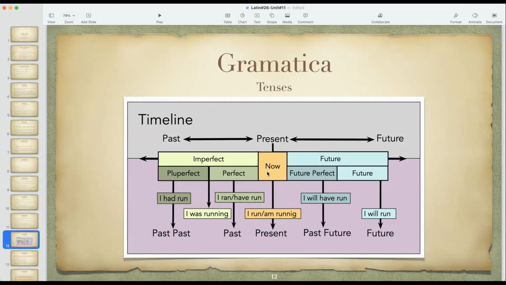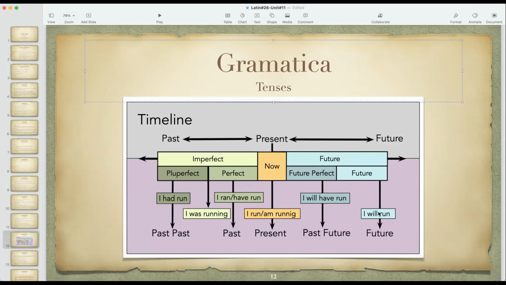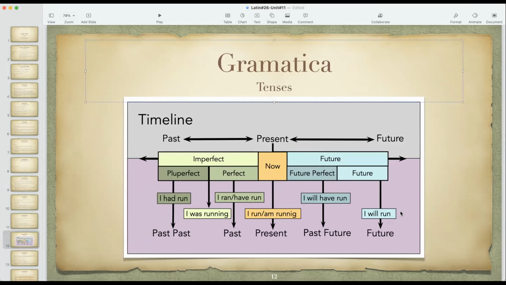We have the present. So if the verb is to run, I run or I am running. That's the present. If you're going to express something in the future, you will say, I will run. I will run to the store. I will go to church. I will eat my vegetables, whatever.